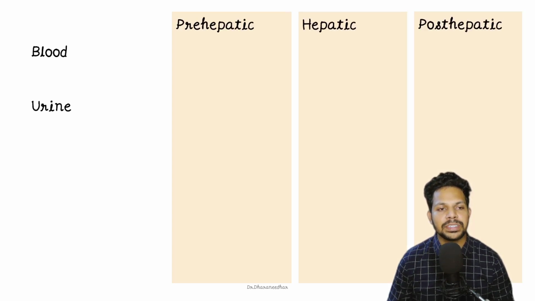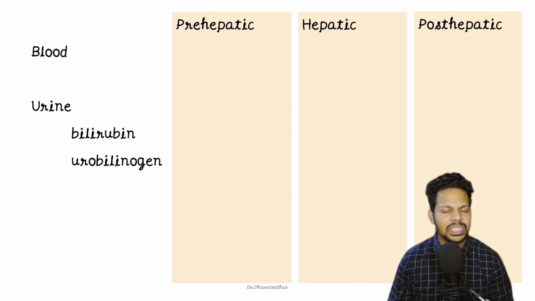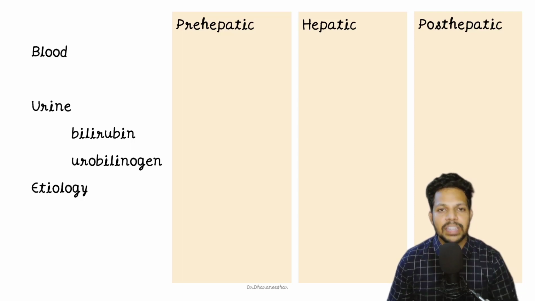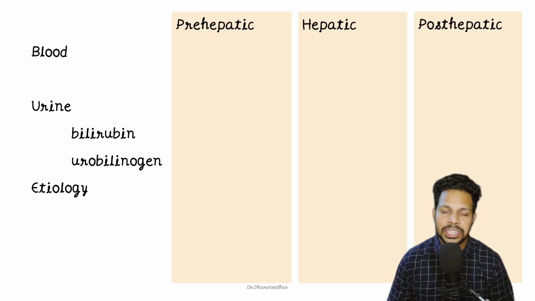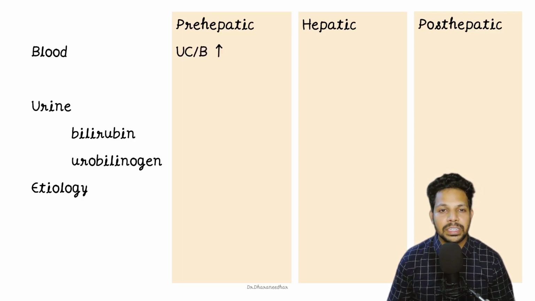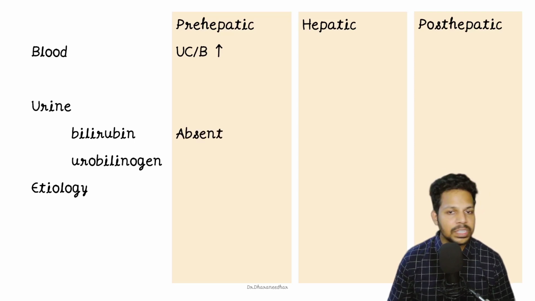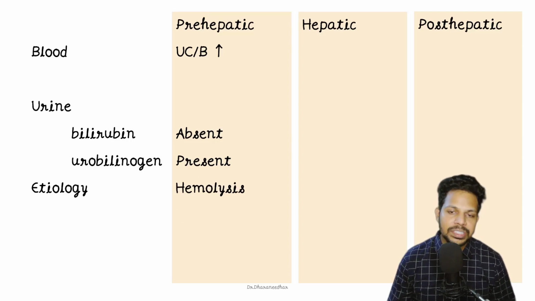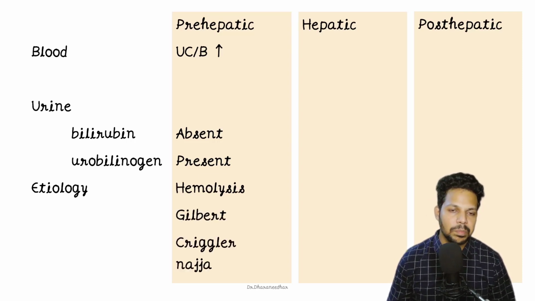Now we look at the parameters: the blood investigations and the urine investigations. In the urine, we'll be looking at the bilirubin and the urobilinogen, and finally some etiological factors as well. So in the blood, in pre-hepatic jaundice, there is only elevation in unconjugated bilirubin. The urine bilirubin is absent, urobilinogen is present. The etiology would be hemolysis or Gilbert syndrome and Crigler-Najjar syndrome.